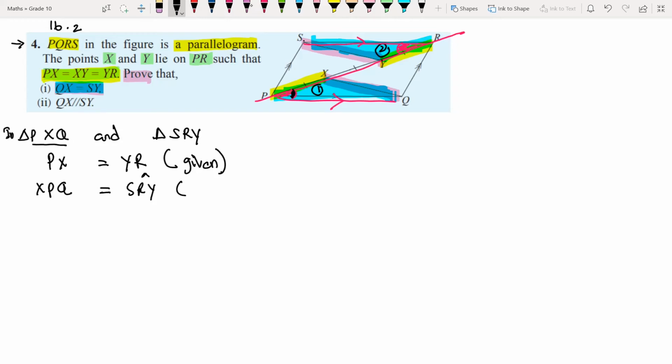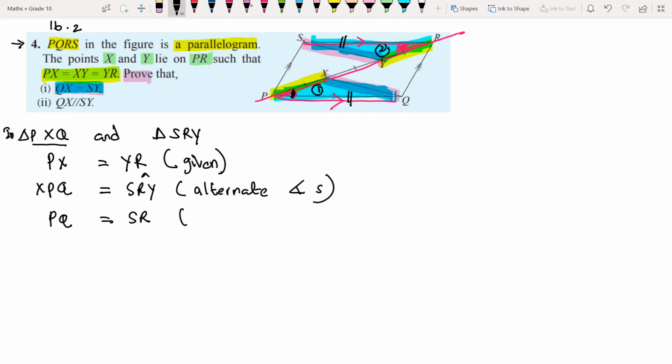And what are these two angles? You can say these are alternate angles. Right, next. Now, since this is a parallelogram, these two sides should be definitely equal. Right, so you can say that PQ side equals SR side, right? So these are actually opposite sides of a parallelogram, and opposite sides of a parallelogram are equal.